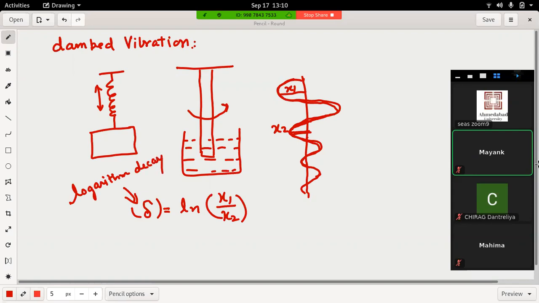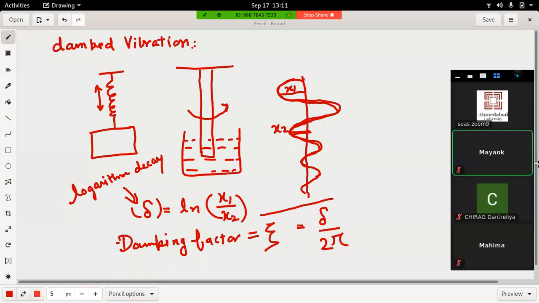And the damping ratio or the damping factor of this fluid or media, or the damping capacity of this media, is generally defined by the term zeta, and it is nothing but the logarithmic decay over 2 pi. So this damping factor zeta defines how effective the damping media is.